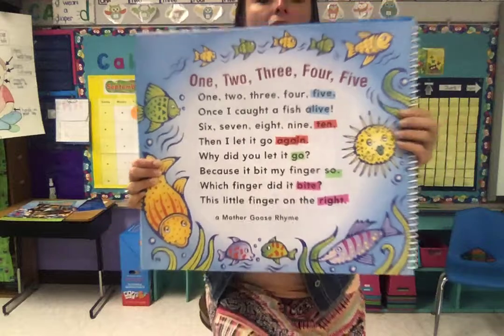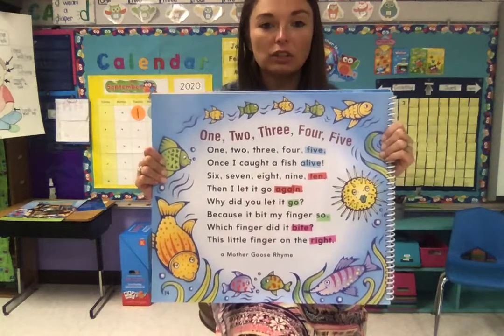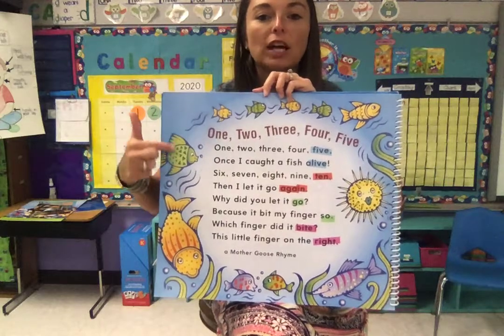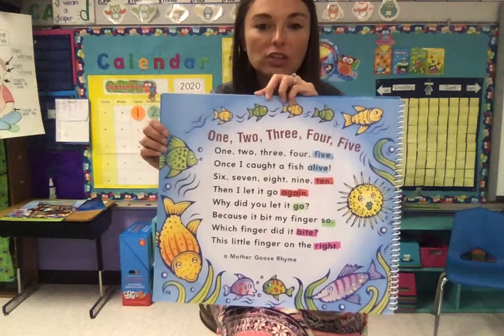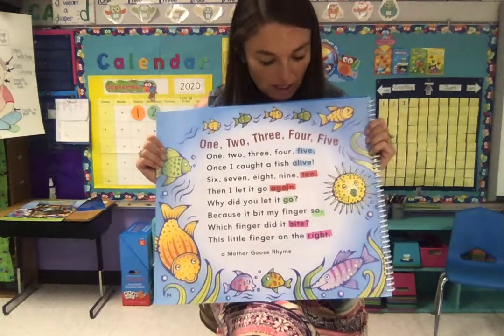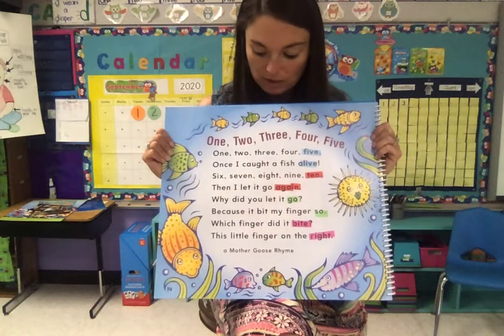Okay? Now, in this story, we're counting the fish that we see. And on our page we have all different kinds of fish, all different colors of fish, different sizes of fish, different shapes of fish. There's all kinds of different fish on this page.